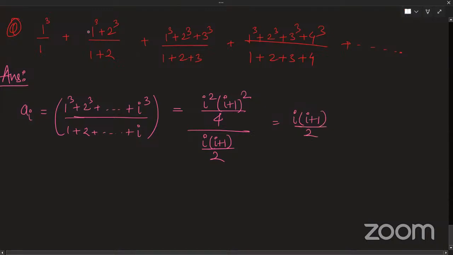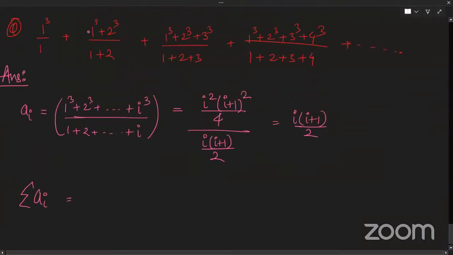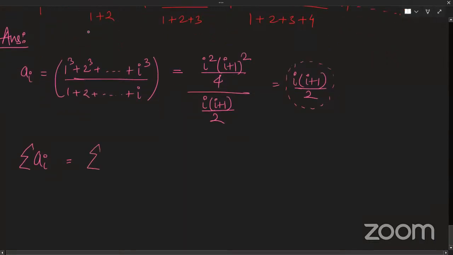Right, everyone? Okay. So basically, I have to take the sigma of a_i, the sum of all terms. This is my ith term, and this is what I have to take the sum of. Basically, I have to take the sum of i into i plus 1 by 2. How do I do it?